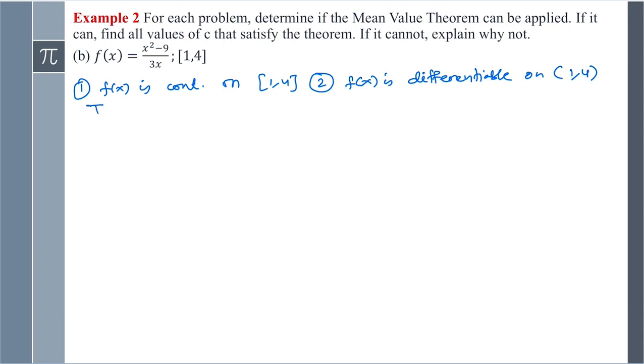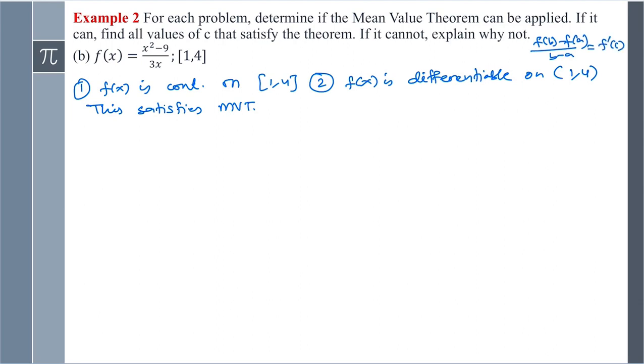So this satisfies the conditions of the mean value theorem. So then we need to apply the mean value theorem. You know that the condition for the mean value theorem is f of b minus f of a over b minus a equals f prime of c. So we need a couple of things.